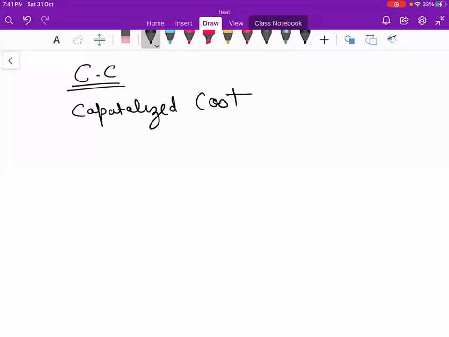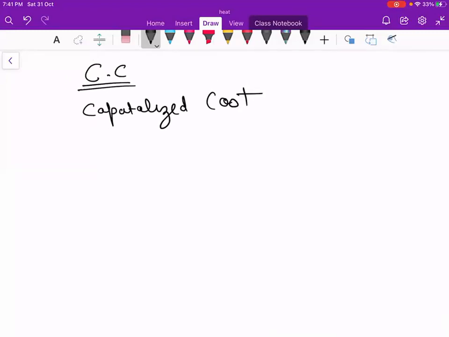Capitalized cost basically means, suppose any big industry is going to start. When that big industry is going to start, what will happen? You need a lot of equipment in the industry. Suppose that equipment has a value of 50,000, 60,000, whatever.